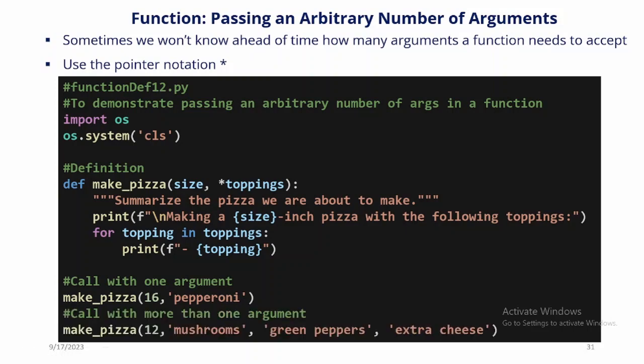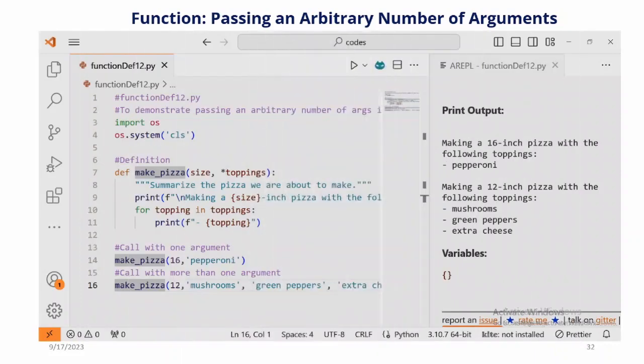We can also call the function using an arbitrary number of toppings because we use the star notation. So we say make pizza size 12, mushrooms, green pepper, extra cheese. You can go on and on and on as much as you like. When you run the program, this is what the output looks like. The first call is making a 16-inch pizza with the following toppings, just pepperoni. The second call is making a 12-inch pizza with the following toppings, mushrooms, green peppers, extra cheese.